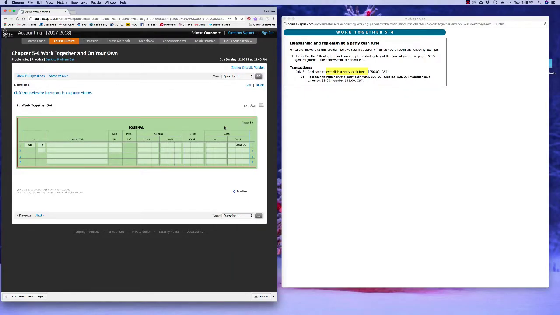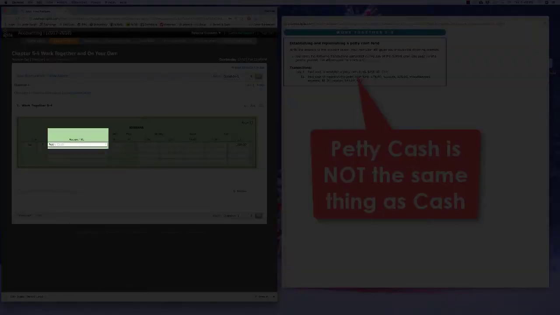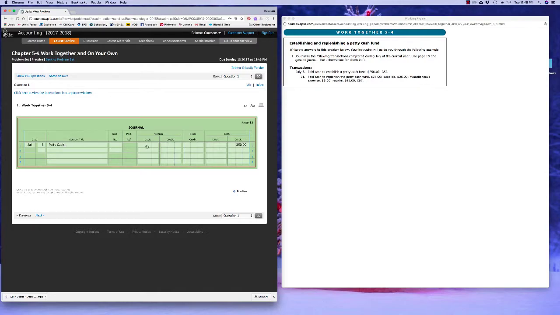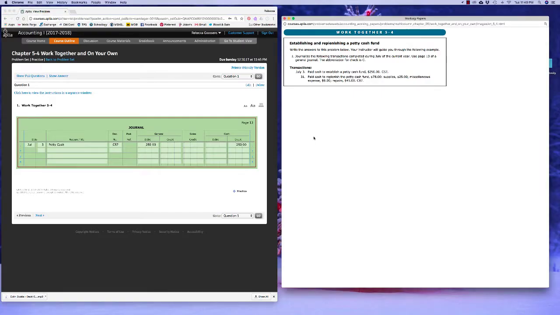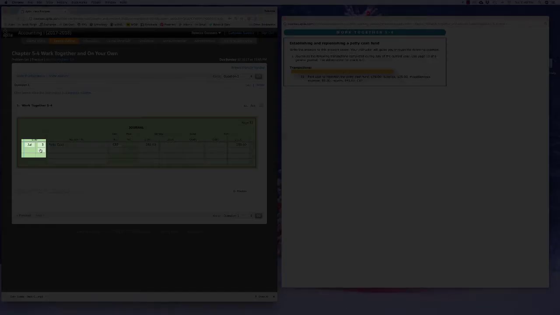Then it says we've established a petty cash fund. Again, petty cash, not the same thing as cash. So I'm going to go under account title and write petty cash. Because I had a credit in cash, I can use a debit in my general amount column of $250. And then my source document here is check 57. So that takes care of July 3rd. My second transaction is on the 31st. So I can start by entering in the 31st.